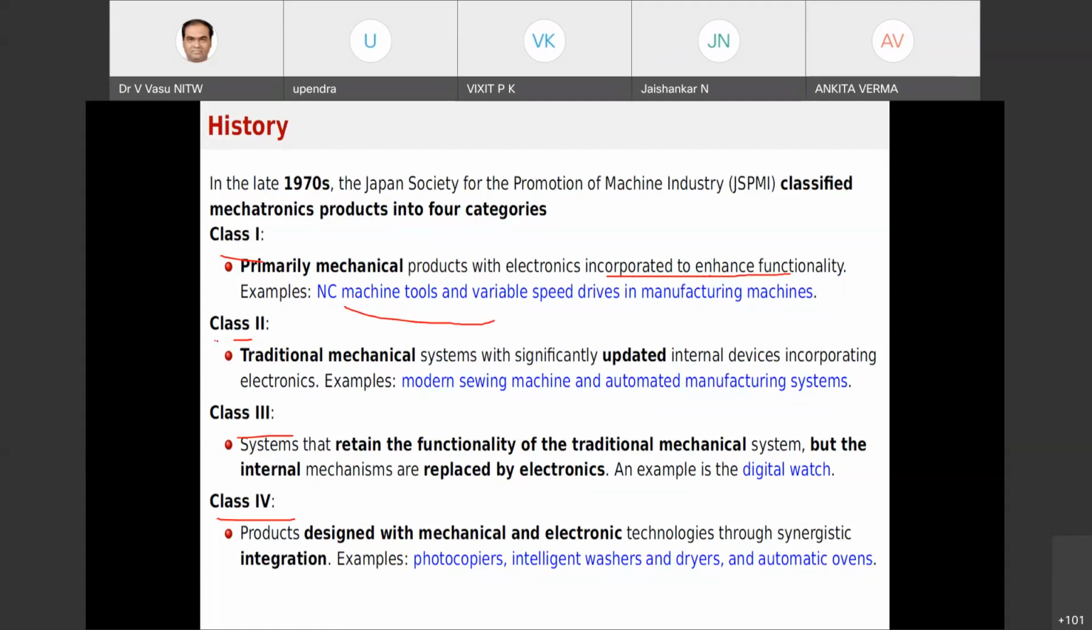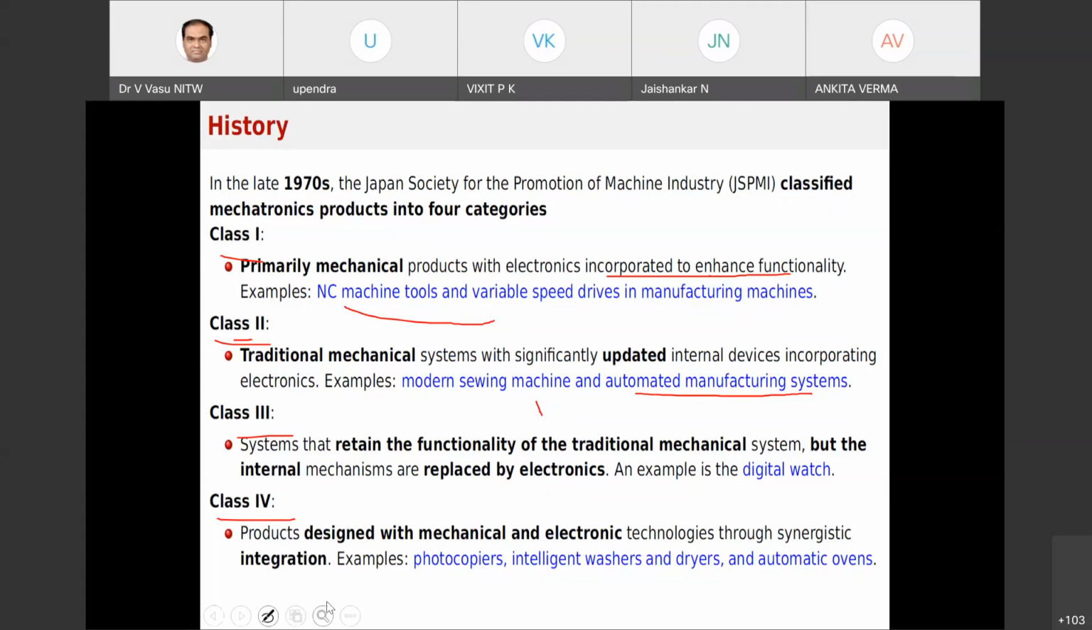And in class 2, we have the traditional mechanical systems with significantly updated internal devices incorporating electronics. It mainly contains the automated manufacturing systems, or the automated manufacturing units, like automated cement factories or pharmacy industries; they come into that one.